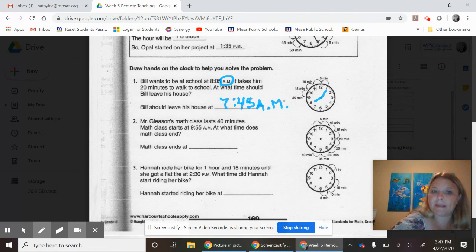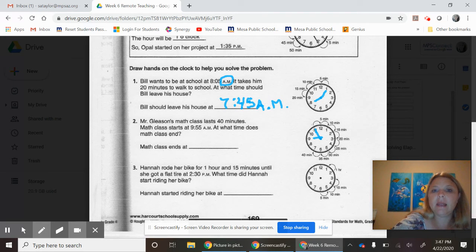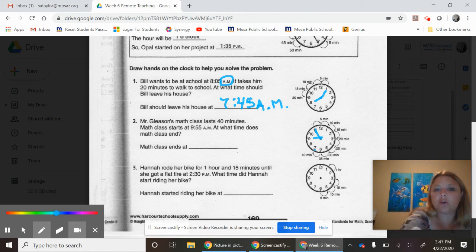Mr. Gleason's math class lasts 40 minutes. Math class starts at 9:55. So my shorthand is at 9 and then my big hand points to 55. Okay. At what time does it end? Well, now we have the start time and we need to figure out when it ends. So that's why they're counting forward, because you're trying to figure out the end time. Counting by 5s, you end up on that 7, which you know is 35.